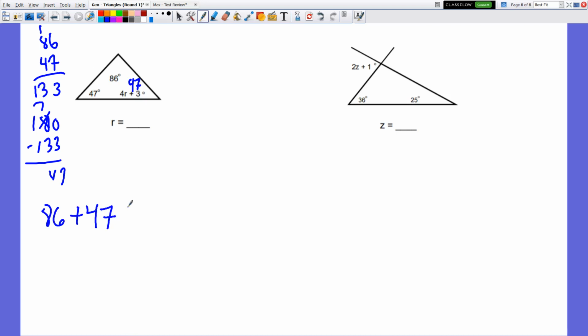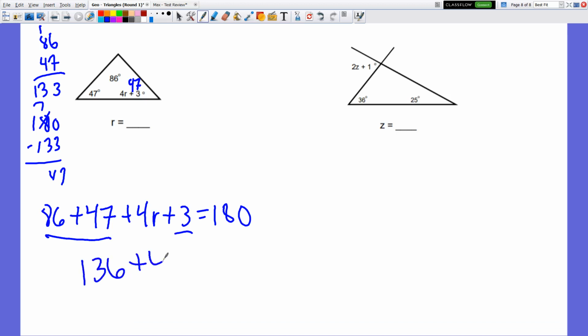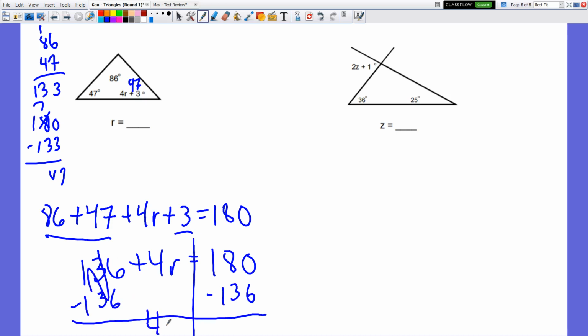47 plus 4r plus 3 equals 180. So when we added up 86 and 47 up here, we got 133. Plus 3 is 136. Subtract 136. For r equals 44. Divide by 4. R equals 11. 4 times 11 is 44, plus 3 is 47. Check.